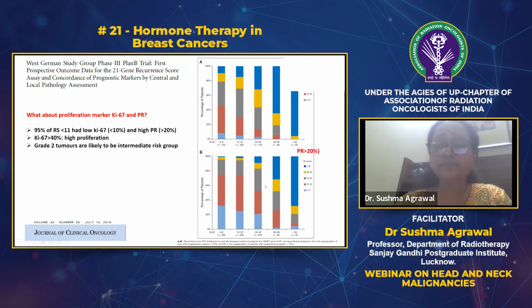So since this is a bit complicated, the summary of this is that 95% of the low risk group women had low Ki67 and high PR. So if a woman comes to us with a high PR, low Ki67 and early tumor, we know that these women can be best dealt with endocrine therapy alone.